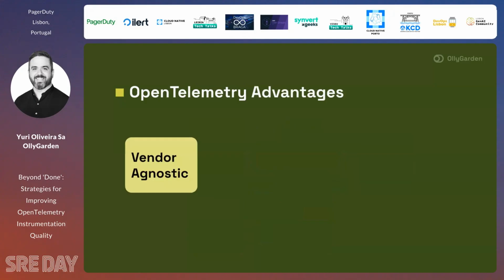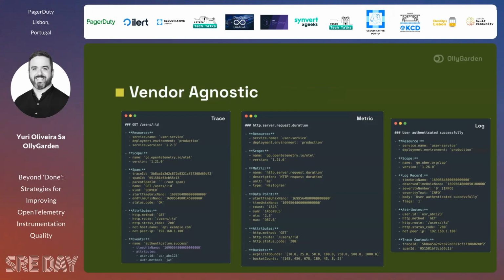The first advantage is vendor agnosticism. Again, this is, I would say, a selling motto for OpenTelemetry usage. But just to give you a perspective, this is how a trace, a metric, and a log look in the OTLP format. You don't need to convert this format for any observability backend that you have, but just keep the same format and send each signal over to your backend.